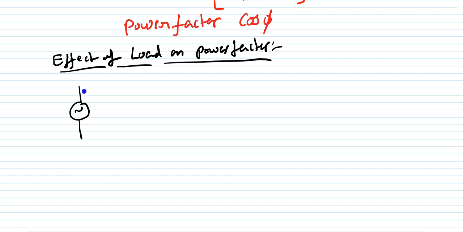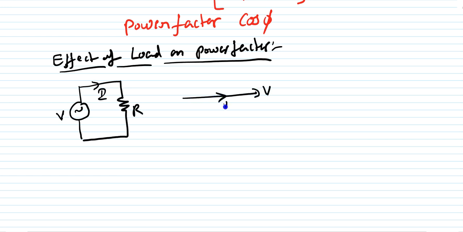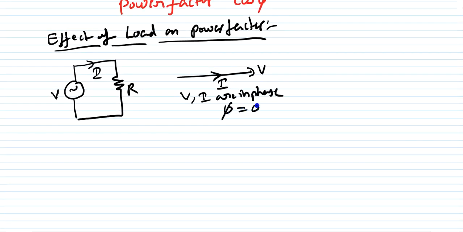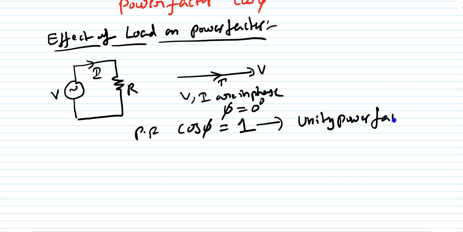Suppose I have a purely resistive load. Then what is the scenario? This is V and I. For a purely resistive load, the current goes in phase with the voltage. So there is no angle between V and I. If purely resistive load is connected, then current and voltage are in phase, therefore phi is 0 degrees. Therefore the power factor, cos phi, is equal to 1. This is called unity power factor. This is one observation you can make here.